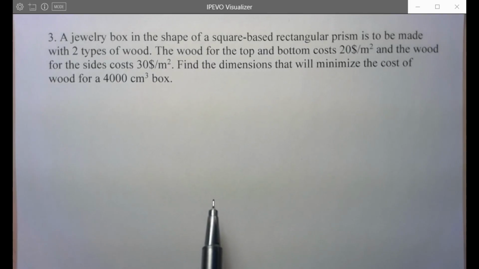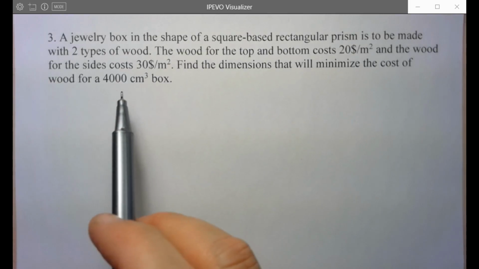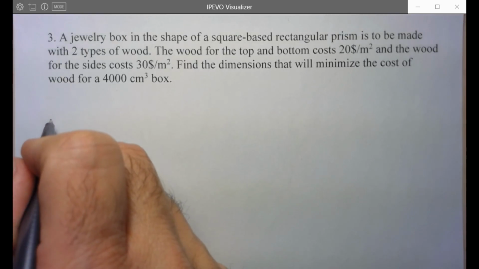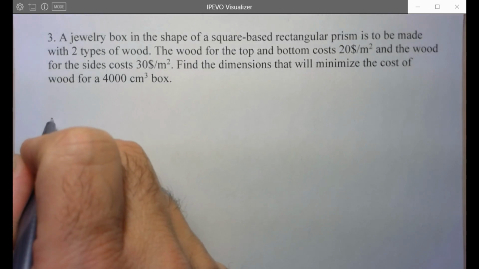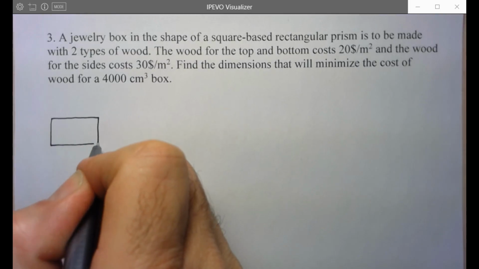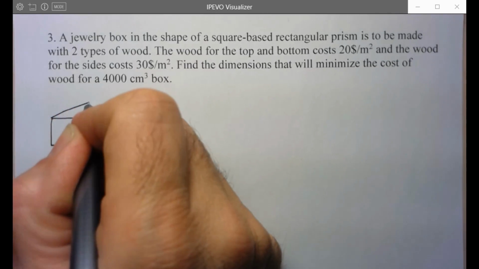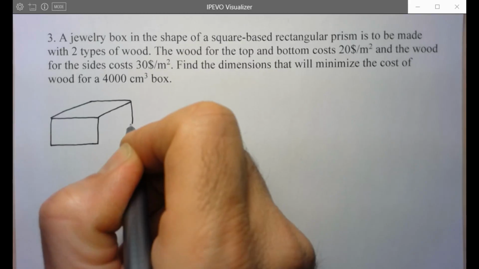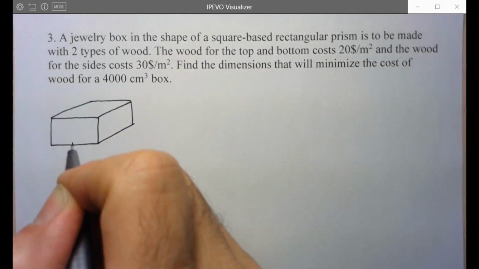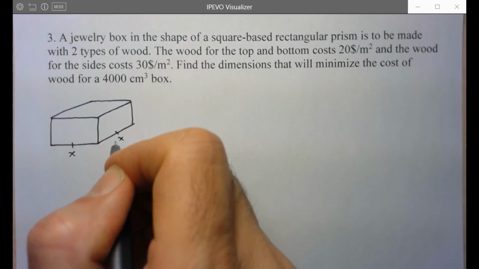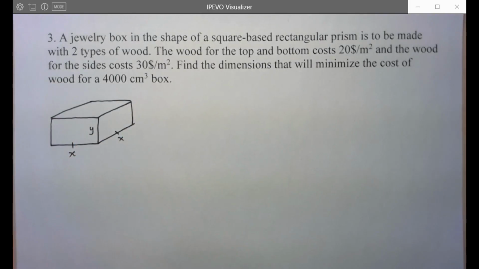All right, so in order to set this up, as usual, anytime it's something geometric, I'm going to draw myself a diagram. I've got my rectangular prism here, but my base is a square. So this side length and that side length are the same. I'll call these X. And then the height of my box, I'll call it Y. You can use whatever variables you like.